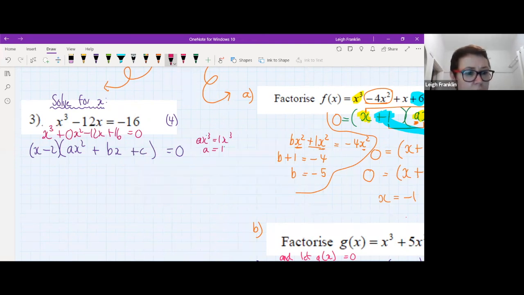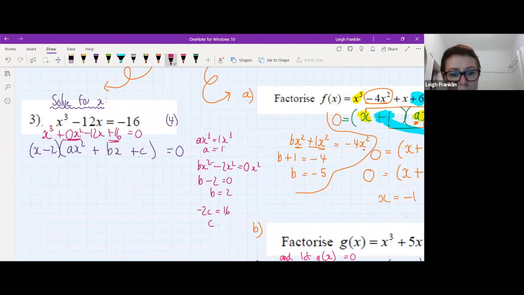Then it's going to be the multiplication of x and bx to give us bx squared, minus 2 times ax squared. A is equal to 1, so that's minus 2x squared is equal to 0x squared. So that's where that 0 is coming in. So b minus 2 is 0, so that means that b has to be equal to 2. And then the last one here, guys, is minus 2 times c is going to be equal to positive 16. So that means that c has to be equal to -8. So what we've got is x minus 2 times x squared plus 2x minus 8 equals 0.